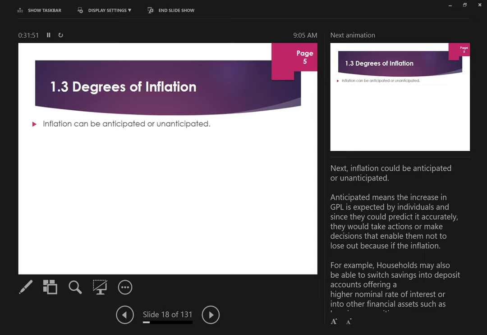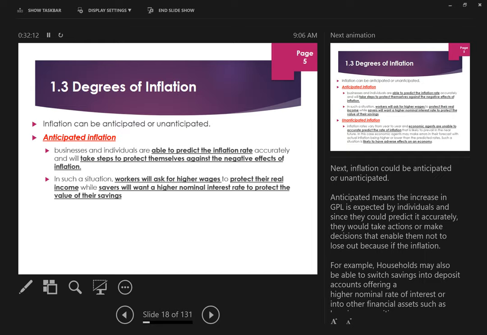Other than the fact that we can classify inflation in various degrees, inflation can also be what we term as anticipated or unanticipated. If we can anticipate the inflation, this helps businesses and individuals because they are better able to predict the inflation rate. Since they are able to predict it, they will take the necessary steps to protect themselves against the negative effects of inflation. Just now, remember, the negative effect of inflation here is the falling value of your money.